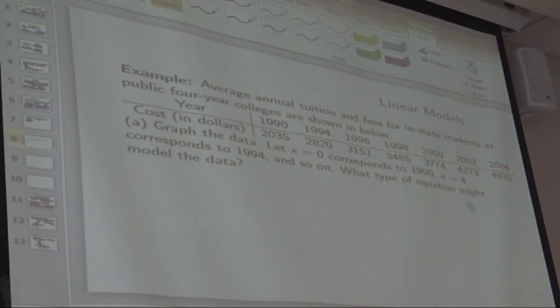Then what type of equation might model the data? If we plot the data points, then you can easily tell that. So let's plot that.